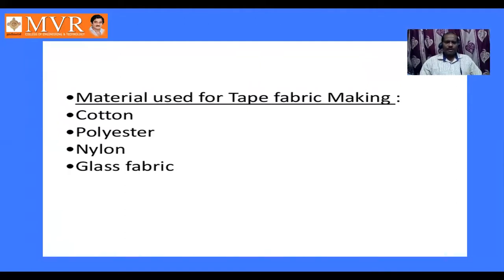So tape is basically made with cotton, polyester, nylon and glass fabric. Apart from this, we are going to use color, solvents, and some rough materials for some types, and we are going to add a name on that material. So there are different types of raw materials which can be used.